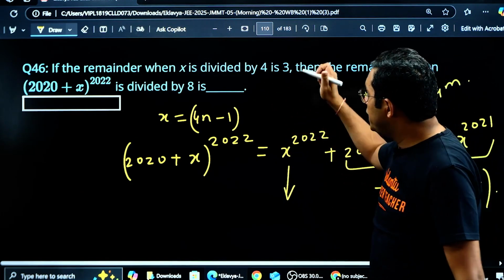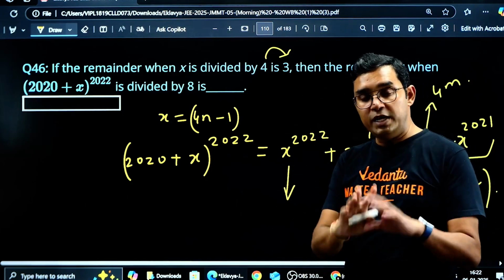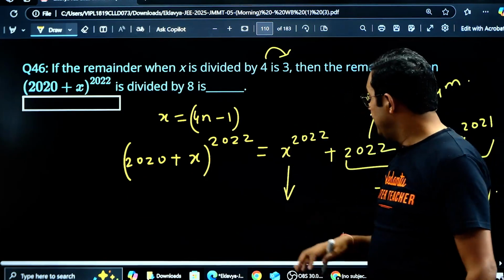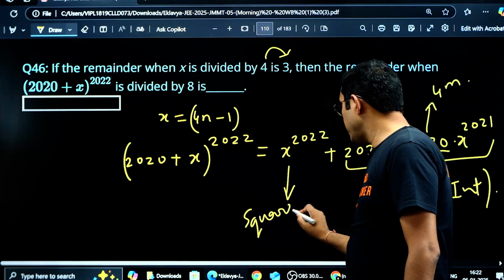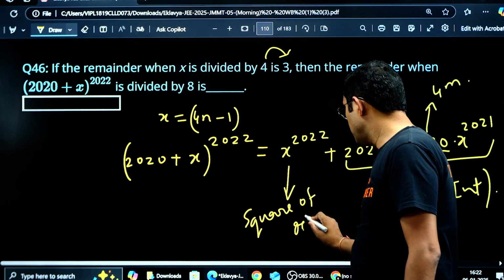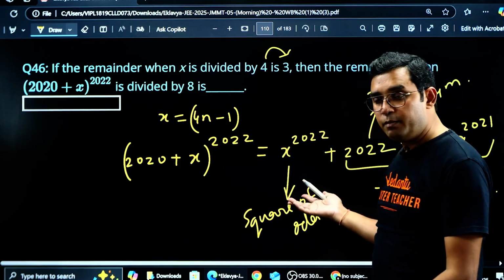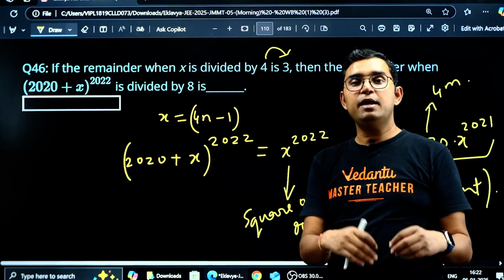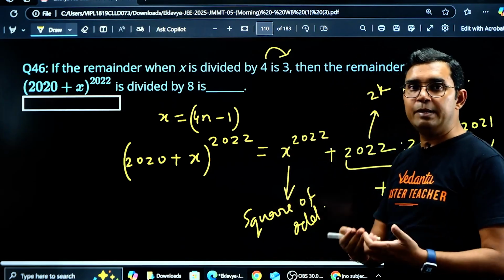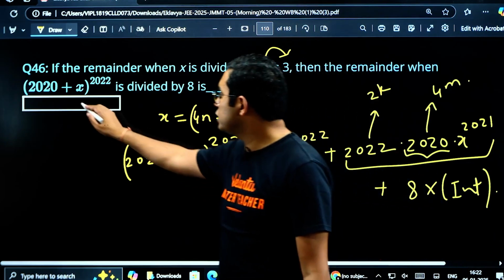Now, there is no need to say that it gives remainder 3 when dividing by 4. Actually, if I use only the fact that x is an odd number, then it's the square of some odd number, since 2022 is an even number, and squares of odd numbers are always of 8k plus 1 form. Whenever you divide them by 8, you get remainder 1. So the answer for this question will be 1.